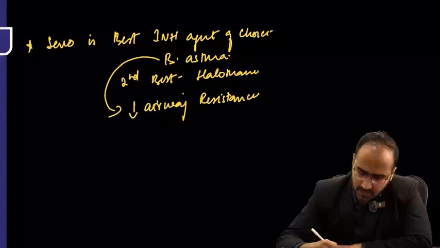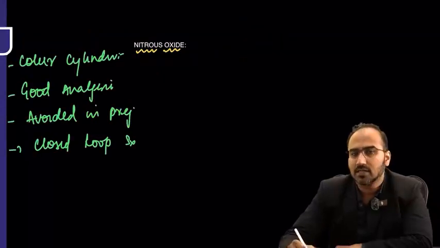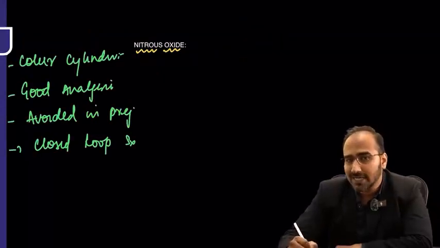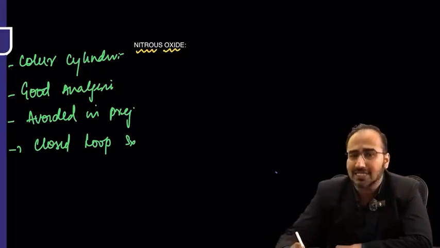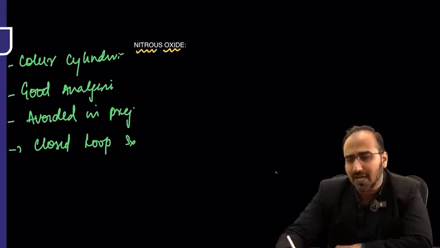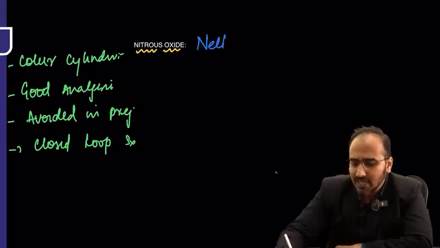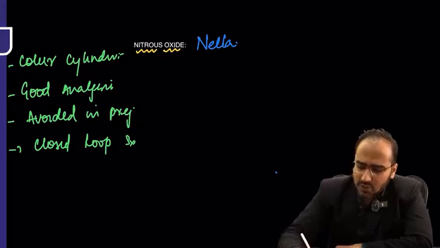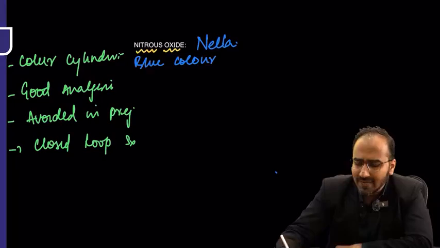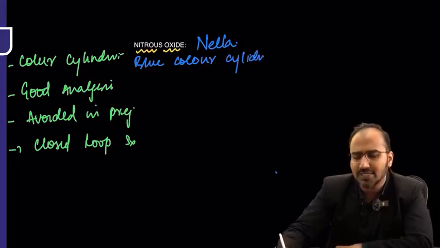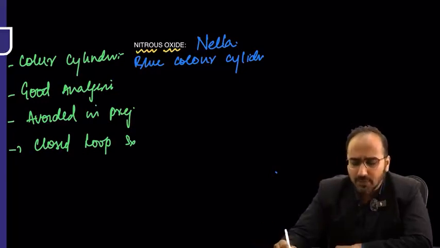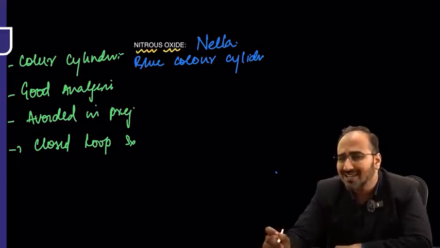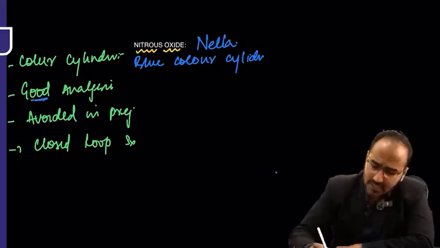Okay. Next is nitrous oxide. Nitrous is stored in what color cylinders? Whenever you are writing nitrous, always remember guys, nitrous is Neela. It is always stored in blue color cylinders. There is color coding given to the cylinders so that you can just look at the cylinder and identify what is the gas present in the cylinder. The next part of nitrous that we need to remember is nitrous is a very good analgesic agent.